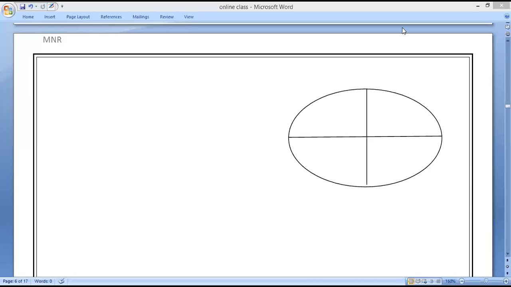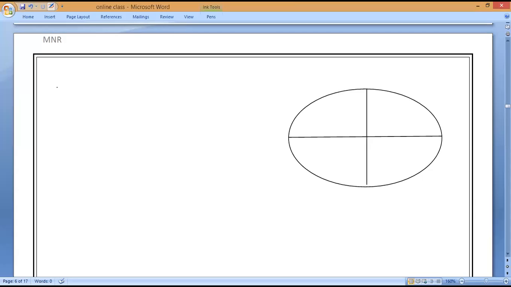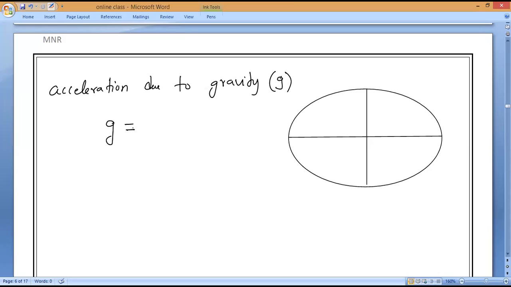Now, acceleration due to gravity. What is the symbol of acceleration due to gravity, everybody? G. Yes or no? Now, as we know, what is the acceleration due to gravity formula? Small g is equal to capital G into capital M divided by radius square.